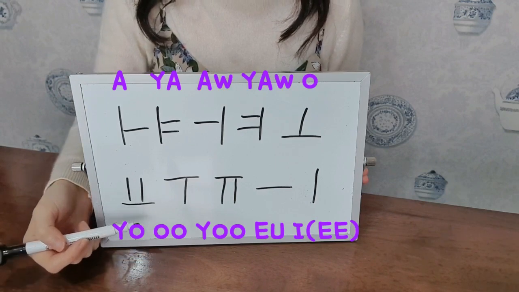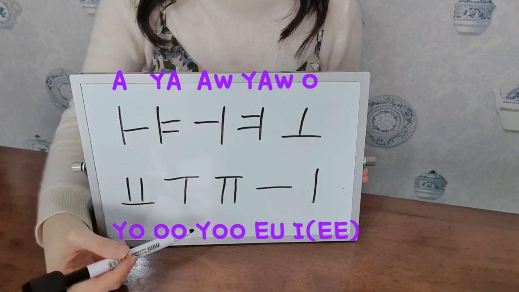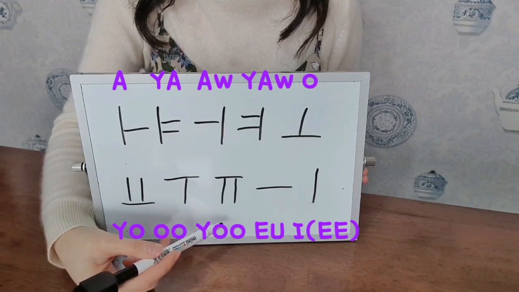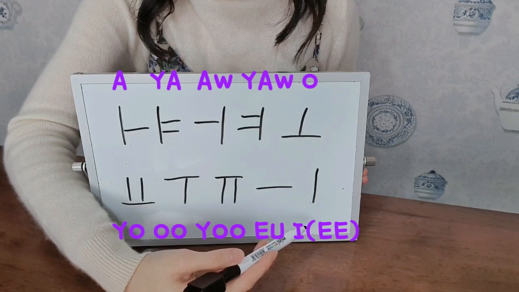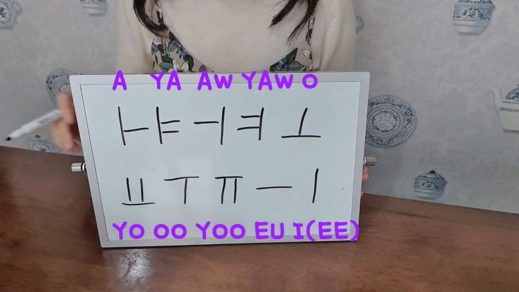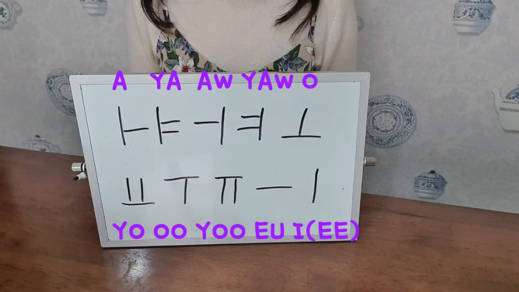And it's like oo, and just put another stick down, it's u. And this slash is and the vertical line is e. So basics are that's all. 아, 야, 어여, 오요, 우유, 이.